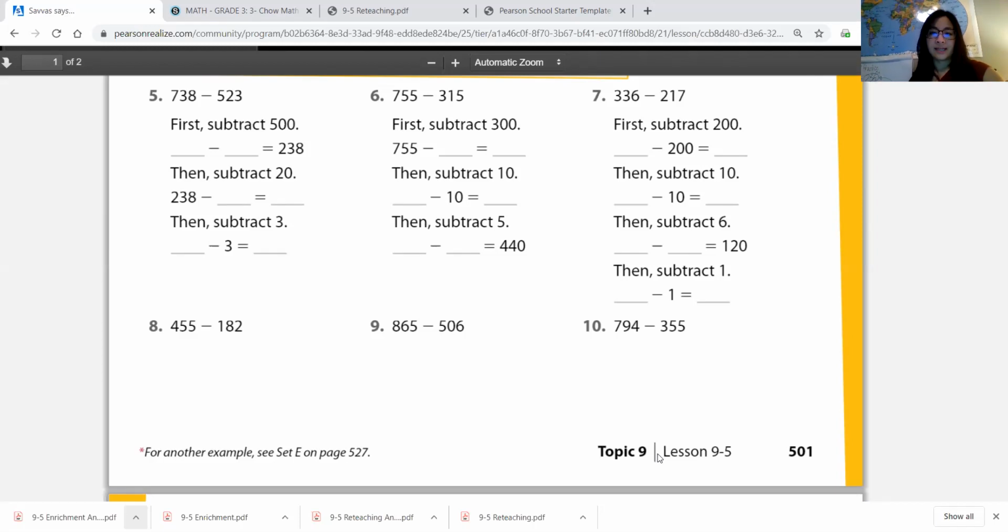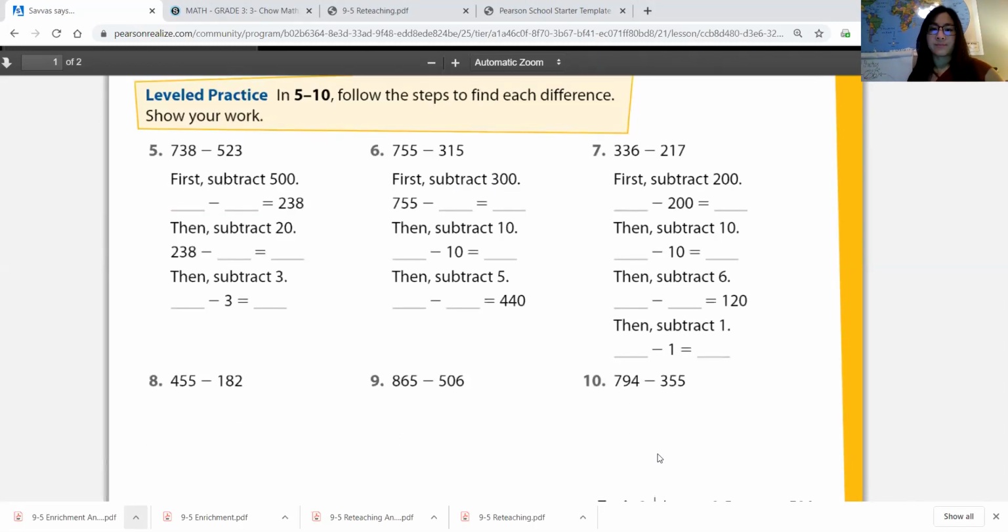So for 8, 9, and 10, it doesn't mean solve those problems any way you choose. You're still supposed to follow the steps to find each difference, taking away the hundreds, then as many 10s as you can, based on what's there. Then the remaining 10s, and then the 1s. And then if there are remaining 1s you need to take after that. Depends on how many you start with. So try the same strategy with numbers 8, 9, and 10.